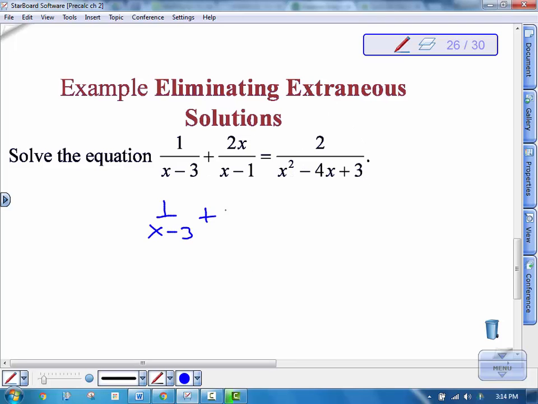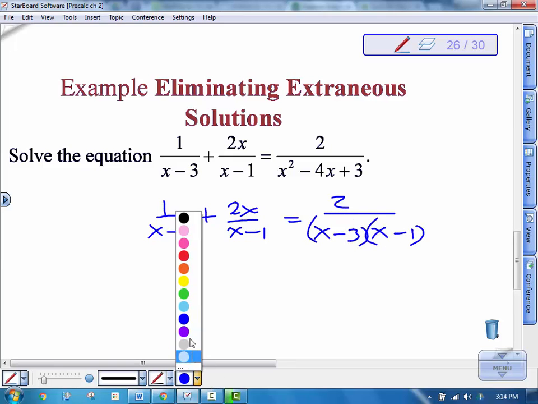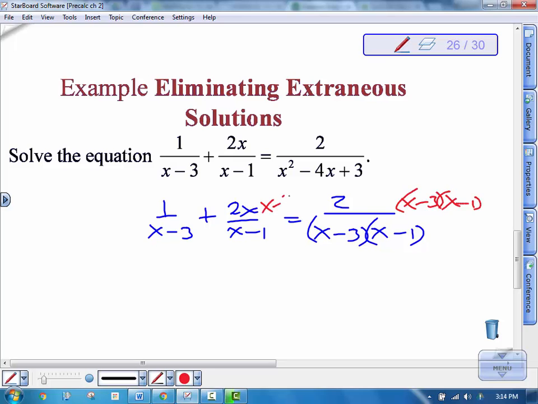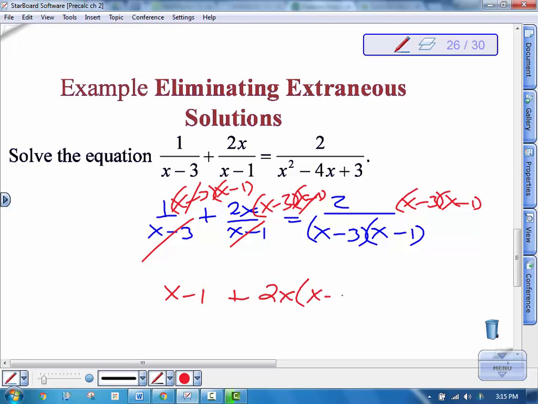I need to find the common denominator in order to clear fractions. So I'm going to try to factor this bottom into x minus 3, x minus 1. And so there's the common denominator right there. I'm going to multiply through by that to everything. Okay, so multiply through by x minus 3 times x minus 1. And this time, the x minus 3's cancel, and I get x minus 1. In this one, the x minus 1's cancel, and I get 2x times x minus 3. And then in this one, the whole bottom cancels, and I just get 2.